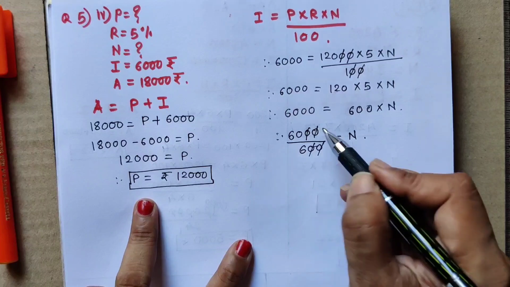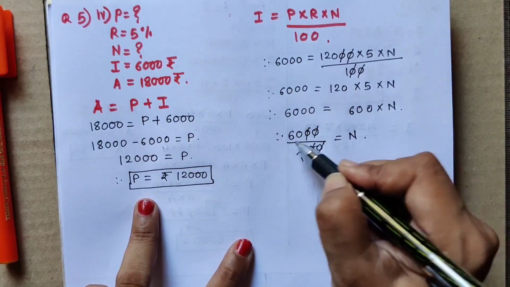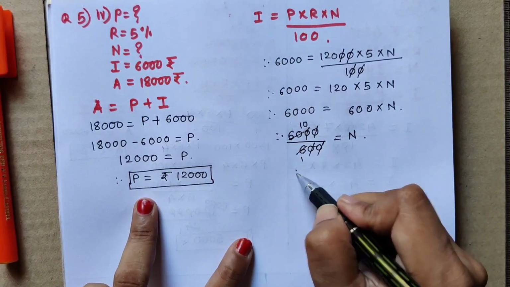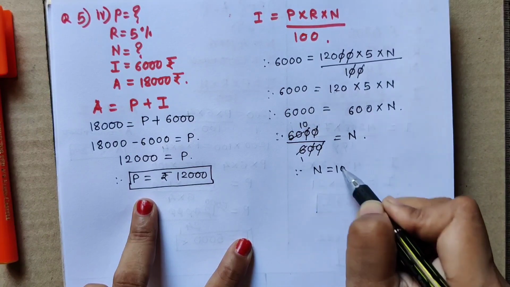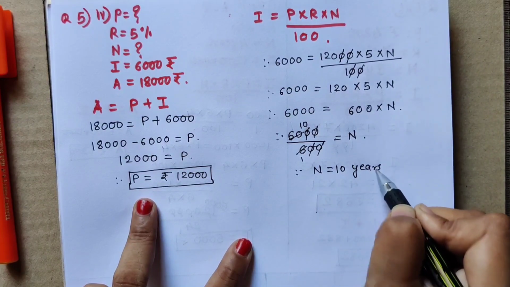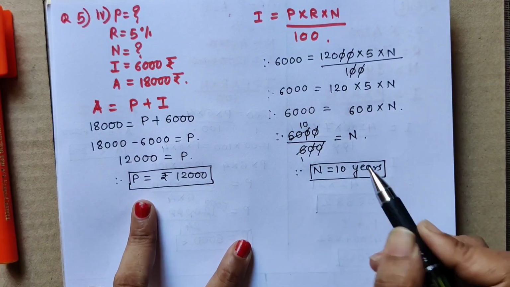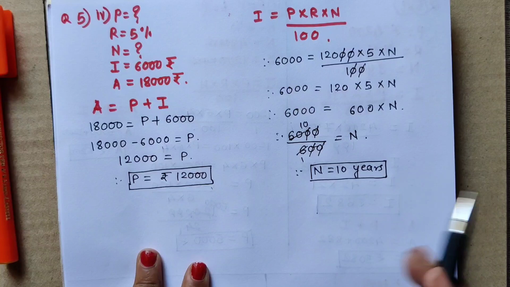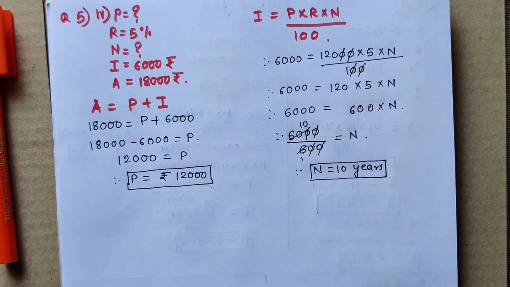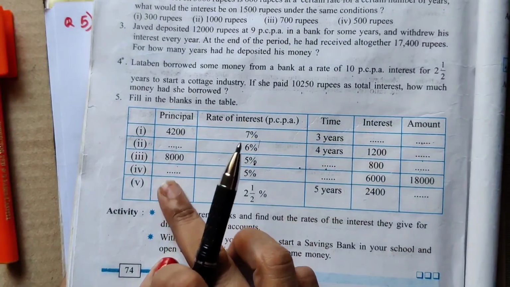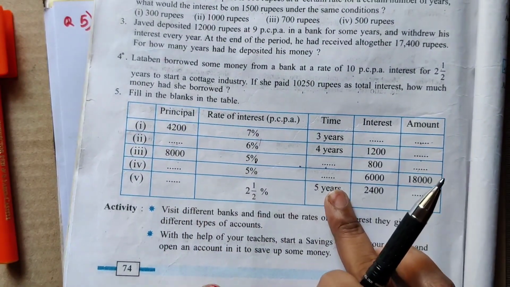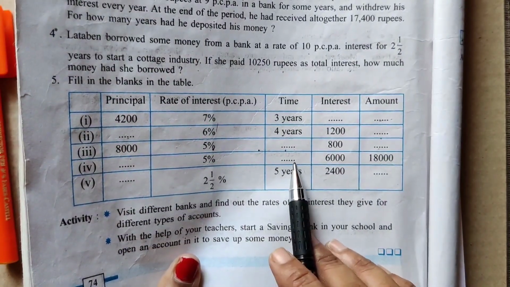Cancel. 60 upon 6, 6 ones are 6, 6 tens are 60. So n is equal to 10. 10 years we are getting. So in this way we are getting the answer for P also and N also, that we are going to fill in the blanks. So P is 12,000, we write here 12,000, and N we have got 10 years. So here we can fill 10 years.